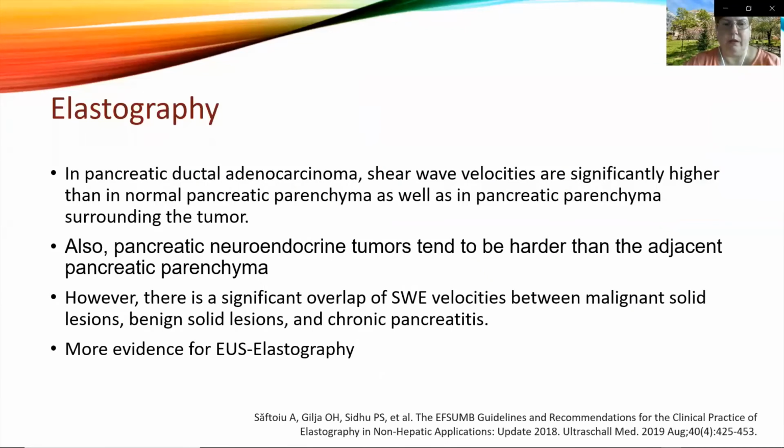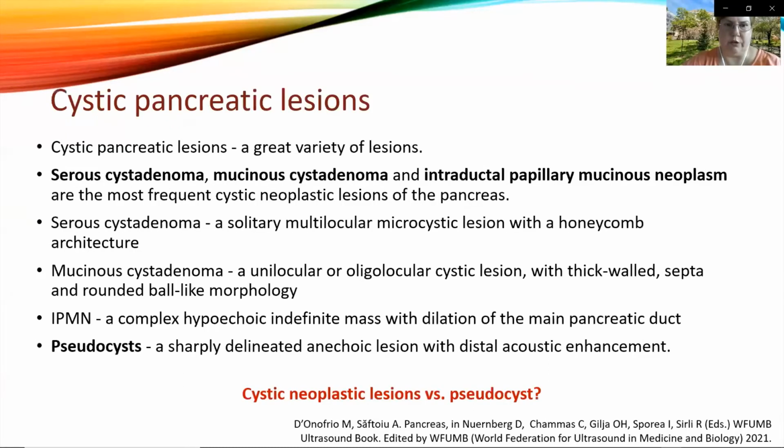So this can be used in most of the cases for the characterization of the tumor. What about elastography? In pancreatic ductal adenocarcinoma, shear wave velocities are usually significantly higher than in normal pancreatic parenchyma, as well as in the parenchyma of the pancreas that is surrounding the tumor. The problem is that also neuroendocrine tumors tend to be harder as compared to the adjacent pancreatic parenchyma. And usually you can have overlap in the velocities, unfortunately, between malignant solid lesions, benign ones, and also chronic pancreatitis. When we talk about transabdominal ultrasound, more evidence is related to endoscopic ultrasound, and this is something that you are going to hear in the next presentation.